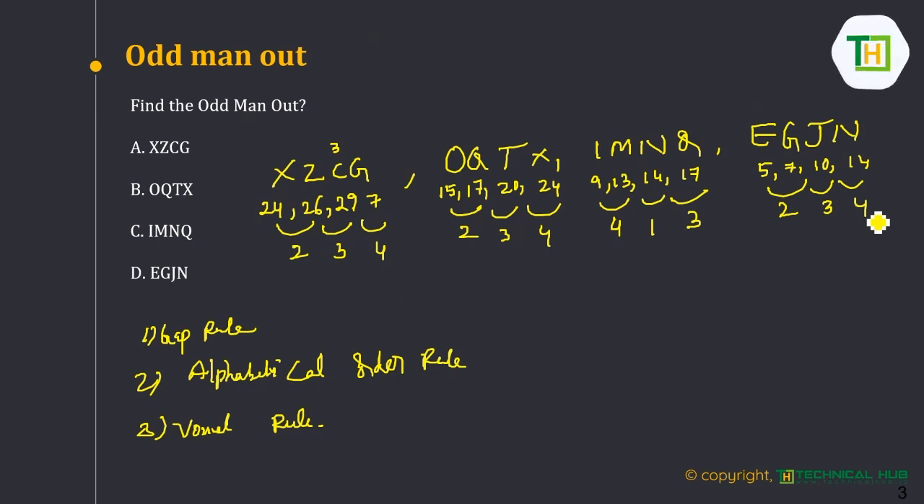So find what is the answer? So I, M and Q is the answer. Clear? So using the gap rule, you can find the answer. Suppose the gap rule fails, go for the alphabetical order rule. If that rule also fails, go for the vowel rule. Suppose all 3 rules fail, then observe the given problem once. Answer is I, M and Q. Yes, gap is the logic. Very good.